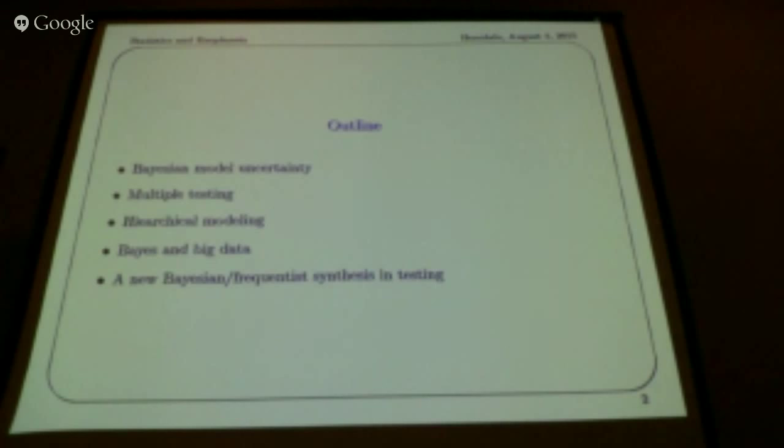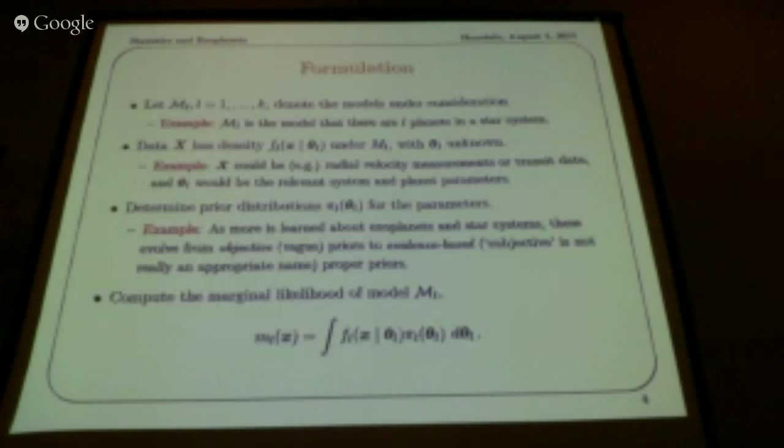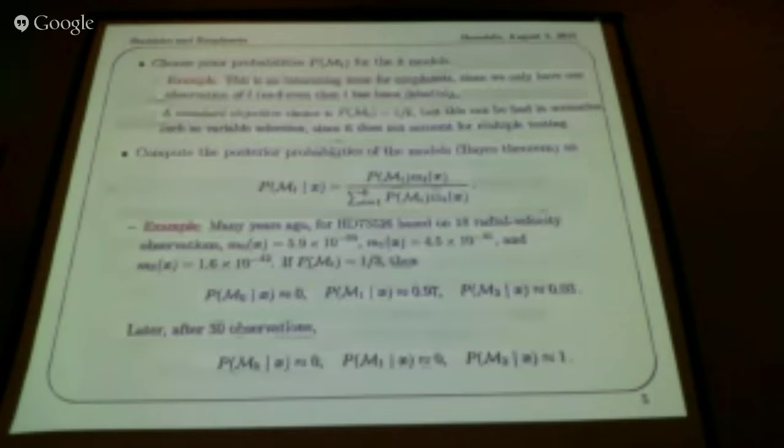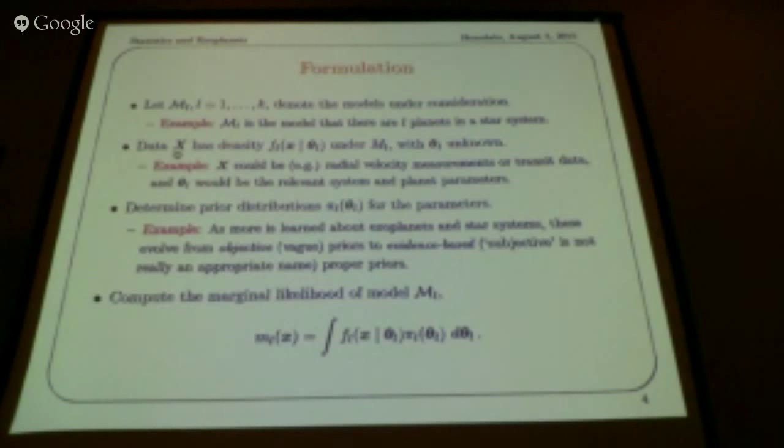Okay, so Bayesian model uncertainty. This is just formulating what Eric was talking about in advanced detail and in simple language. We have a collection of models, M_1 through M_K. For example, M sub L could be the model that there are L planets in the star system. We observe some data, could be transit data or radial velocity data, with density f of x given theta_L, where theta_L are the unknown parameters of the planetary system.